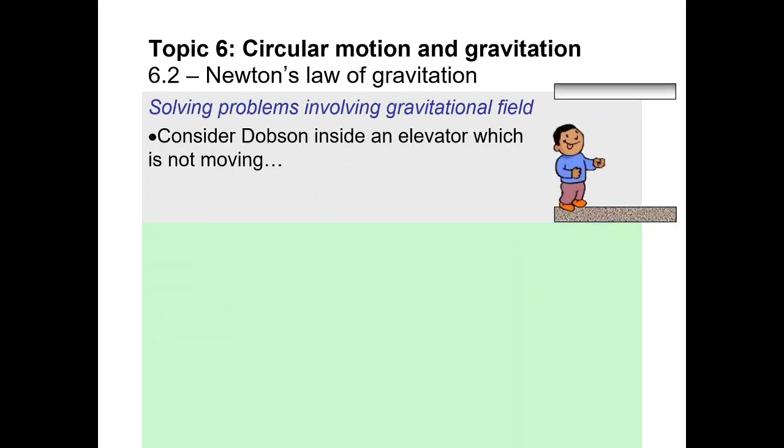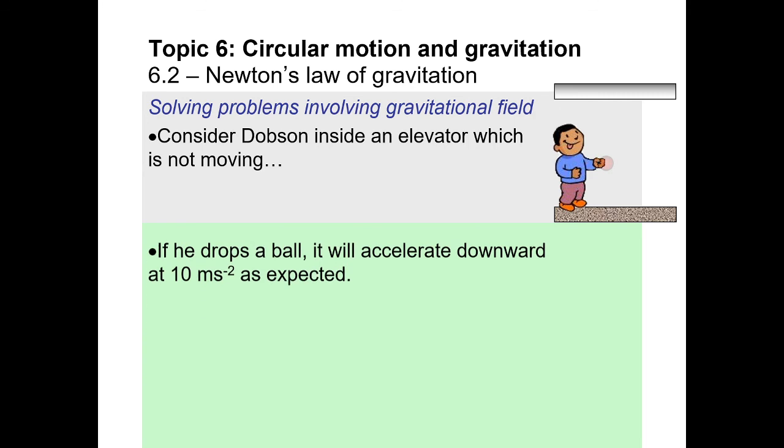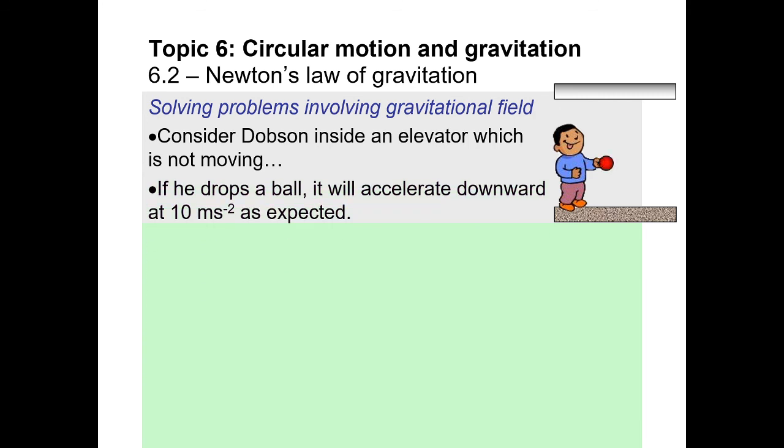All right, so here we go. There's Dobson again. Dobson showed up in an earlier part. Dobson's now inside of an elevator, which is not moving. Instead of having ice cream this time, he has a ball in his hand. The elevator is not moving, so therefore it's not accelerating. If he drops a ball, it will accelerate downward at 10 meters per second squared, as expected. That 10 is just the 9.8 rounded. This is what we would expect, the acceleration due to gravity.